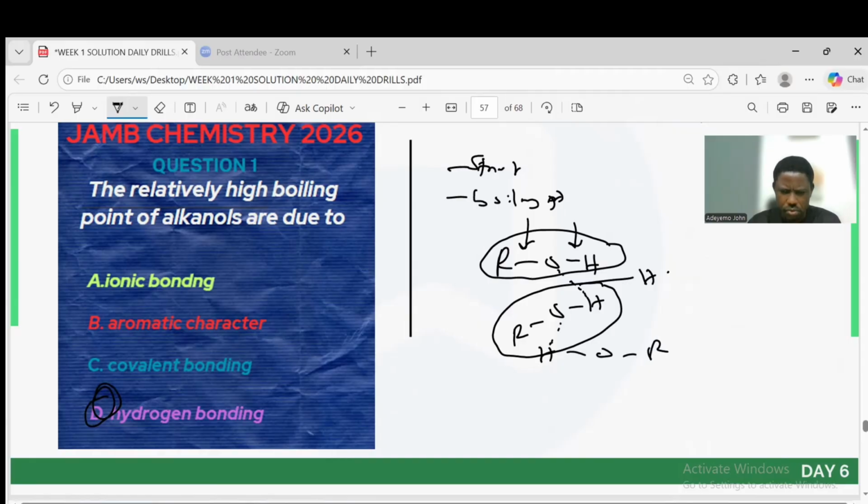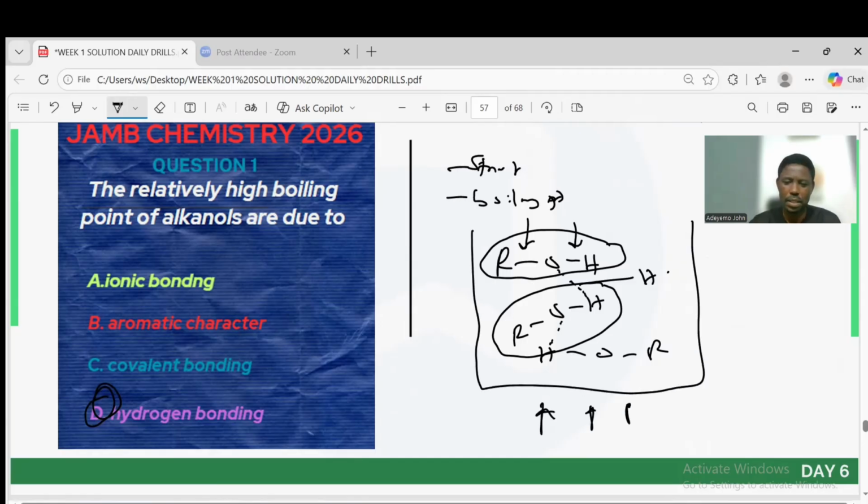This one will also join to this. All right, let's assume I put this in a container and I decide to put heat here. What will happen is that I'm supposed to just boil off each of these to convert them to vapor, but I will add extra energy in breaking this hydrogen bond.